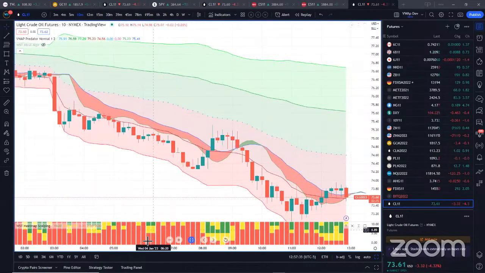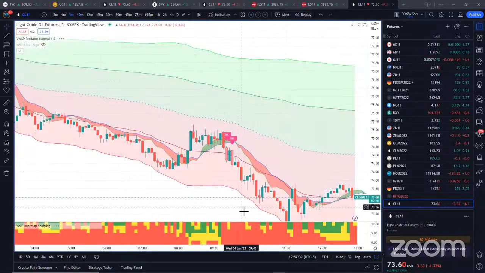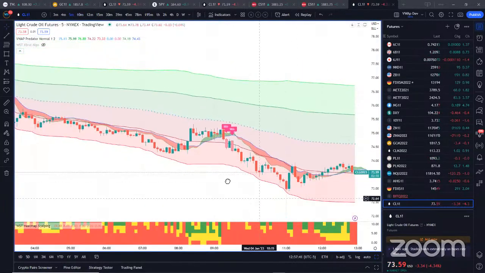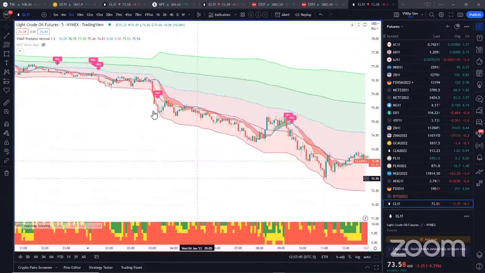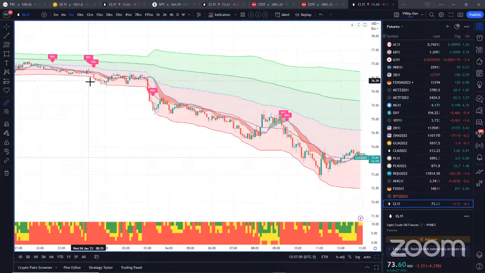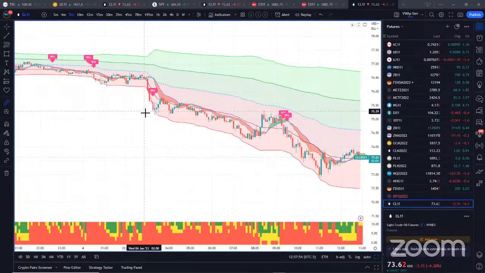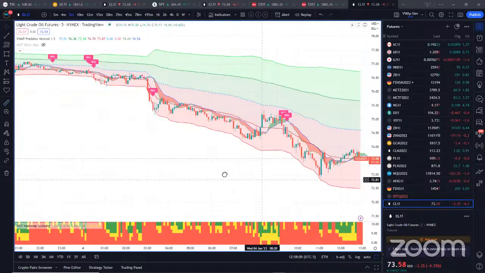I'm just looking at oil here. Let's go to 5 minute. This oil trade here from, where's that? That's European there. Did that trigger? Yeah, it went down to there. That was worth 76 ticks.